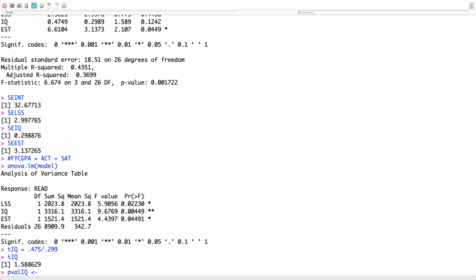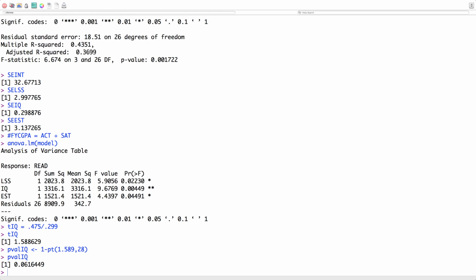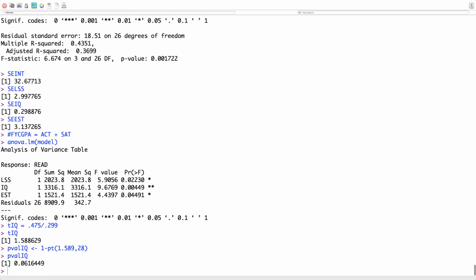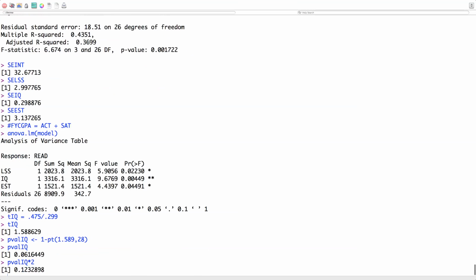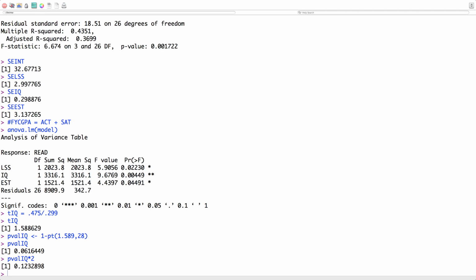This is going to be equal to 1 minus PT of 1.589. Degrees of freedom, we had sample size of 30, so we'll do 28. So p-value for IQ is 0.06. That's not going to be, oh, I forgot to multiply by 2. So I need to take the p-value for IQ and multiply by 2. And you can see that we get not the right thing.